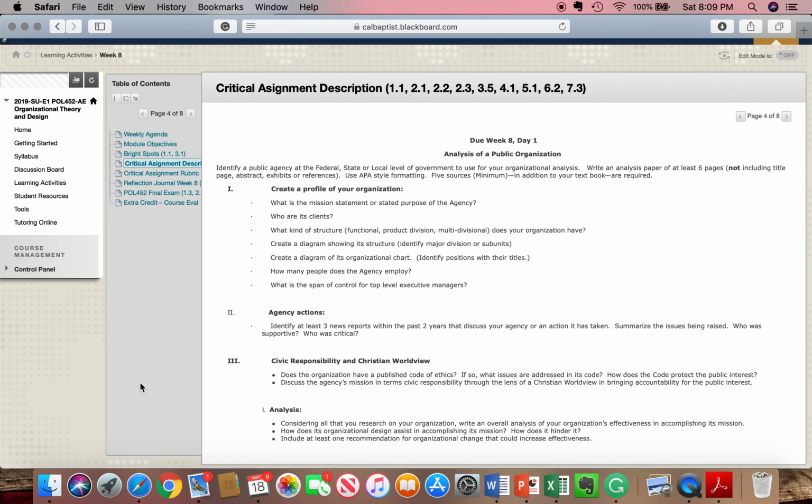So if we start thinking early on of what is the organization that you're going to choose, you can see where you can then, each week as we introduce information to you, start seeing if it applies or not to your organization and if it'll be a part of your critical assignment.